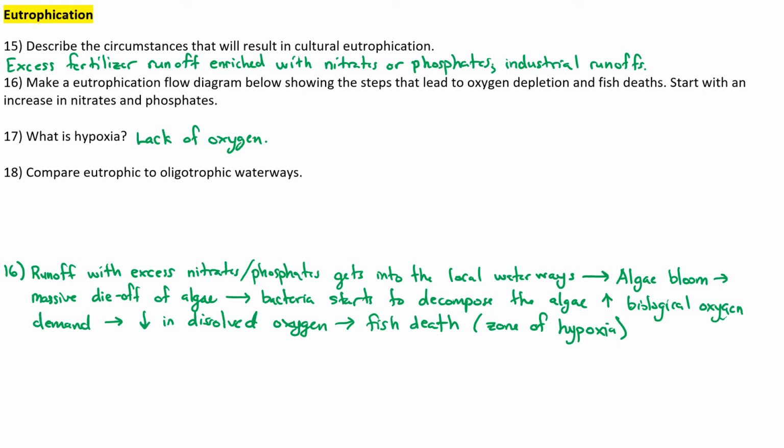So we have 3 waterways, y'all. Eutrophic is considered to have a body of water that is enriched with minerals and nutrients.